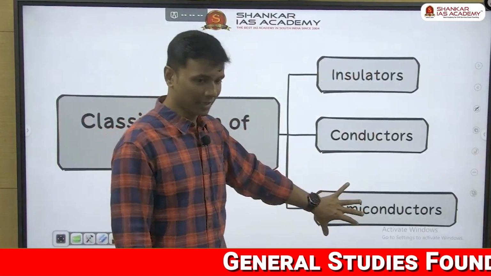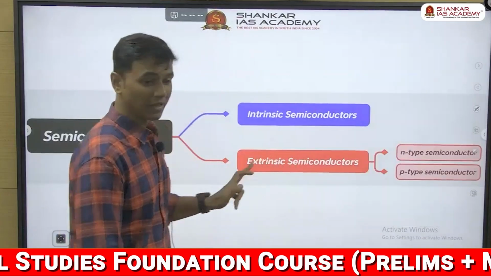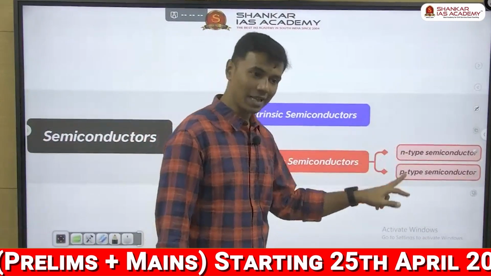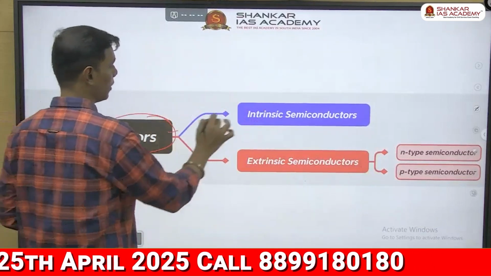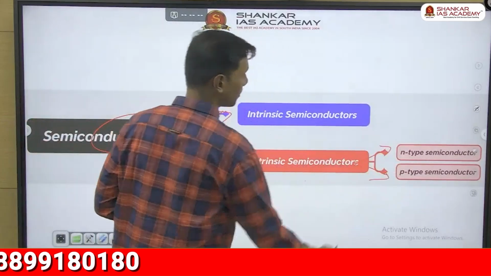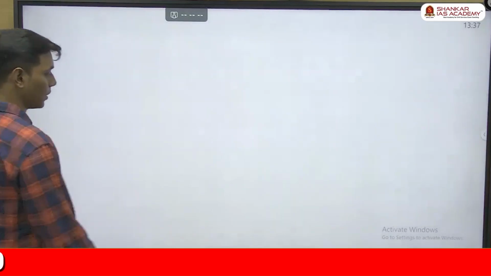We're going to learn about semiconductors. Clear? In semiconductors, there are two categories. We have intrinsic and extrinsic semiconductors. Extrinsic semiconductors are further classified into N-type and P-type semiconductors. Altogether, we are going to make two tabular columns. First, we will classify intrinsic and extrinsic. Then we will learn the difference between N-type and P-type semiconductors. So the first tabular column is under the topic semiconductors.